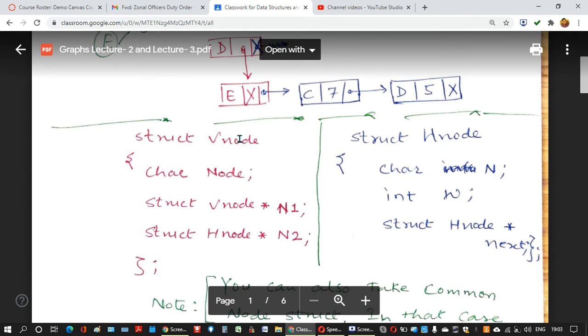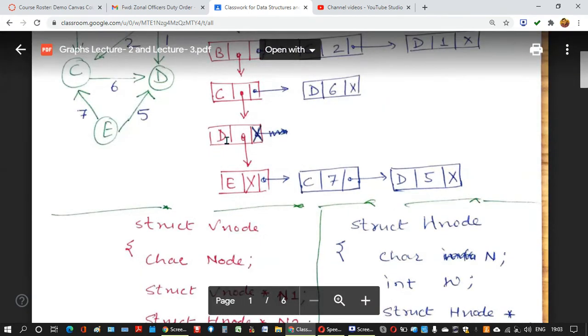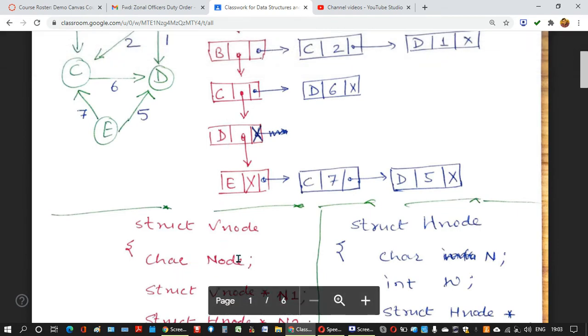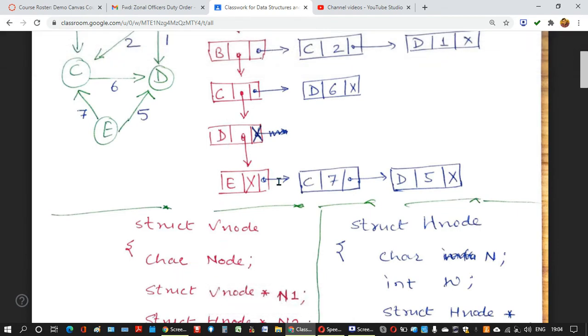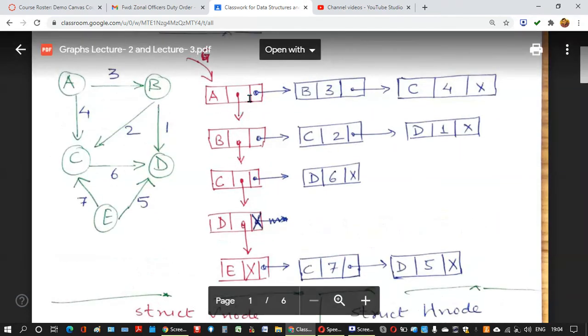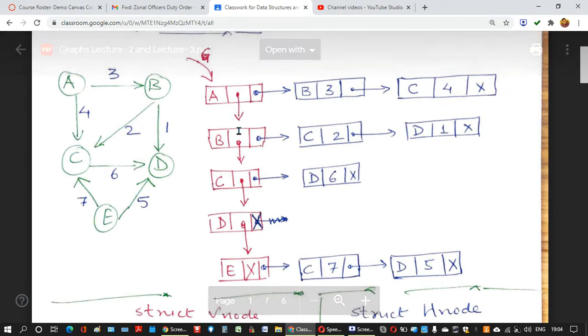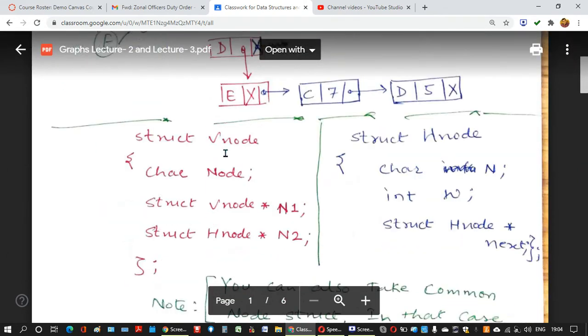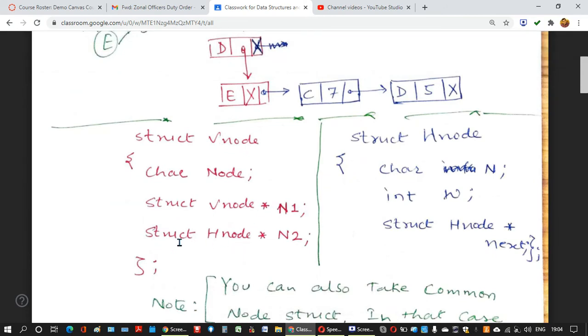In node type V node, you have one information part, that is node name, so character node, and two pointers. One is a pointer to itself, means a pointer to a similar node. Another is a pointer to a different type of node, H node. So struct V node pointer N1 and struct H node pointer N2.